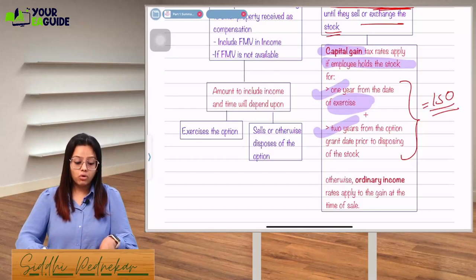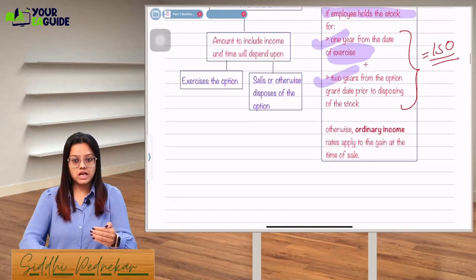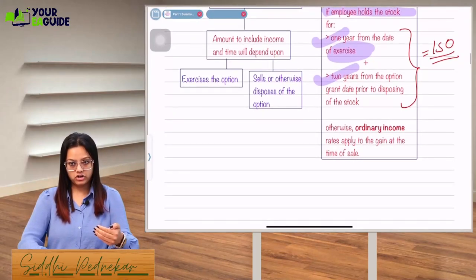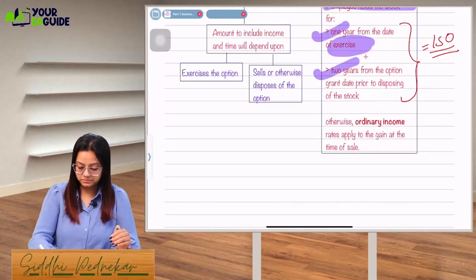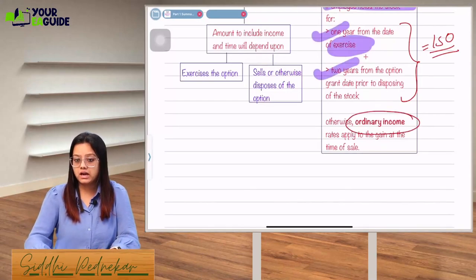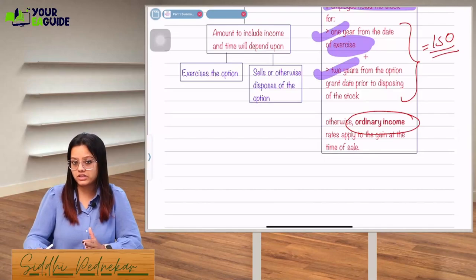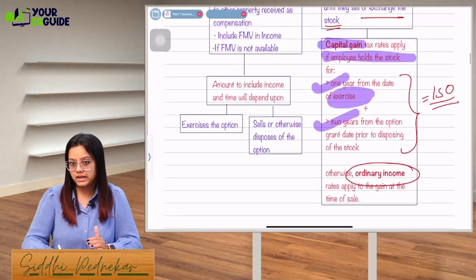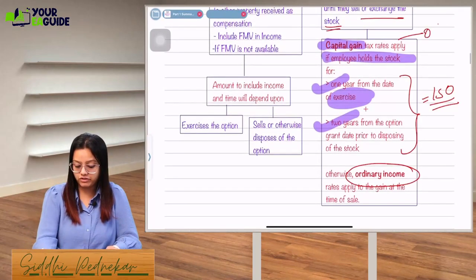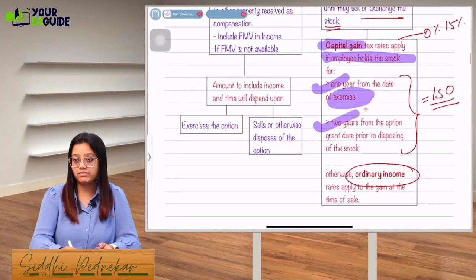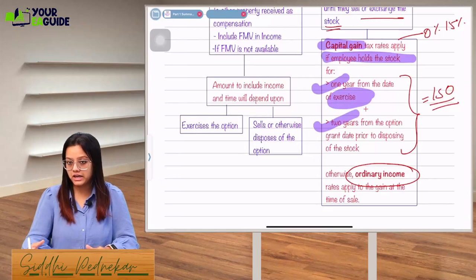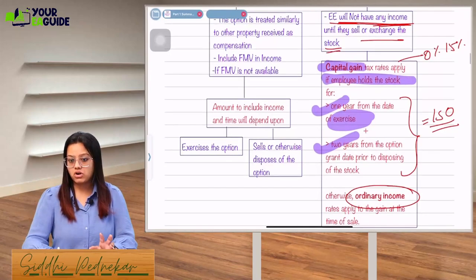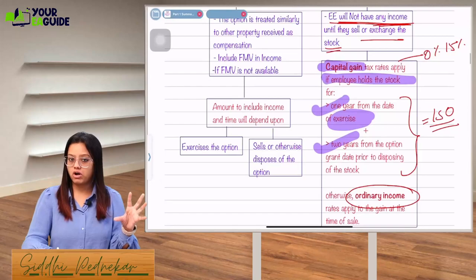If you hold the share for at least this much period of time, then it will be capital gain. If you sell before 2 years of the grant date or before 1 year of the exercise date, it will be called ordinary income. Ordinary income means ordinary tax rates will be applicable. In capital gain, the tax rates are different. If you remember, 0%, 15%, right? All those special tax rates will be applicable in case of capital gain. But once it is called ordinary income, it will be added to your normal slab rate.